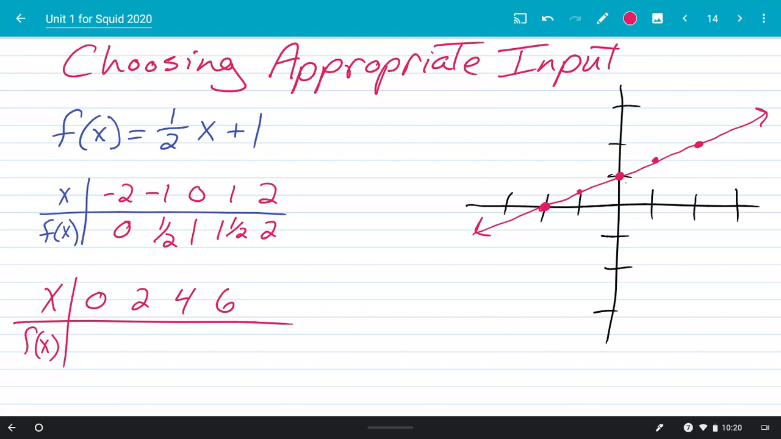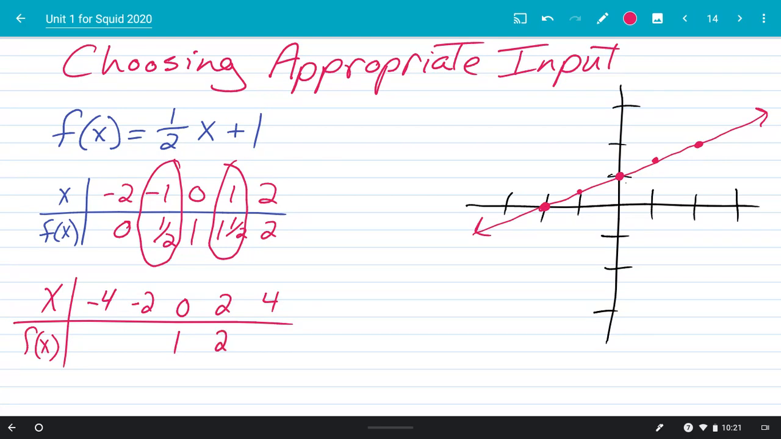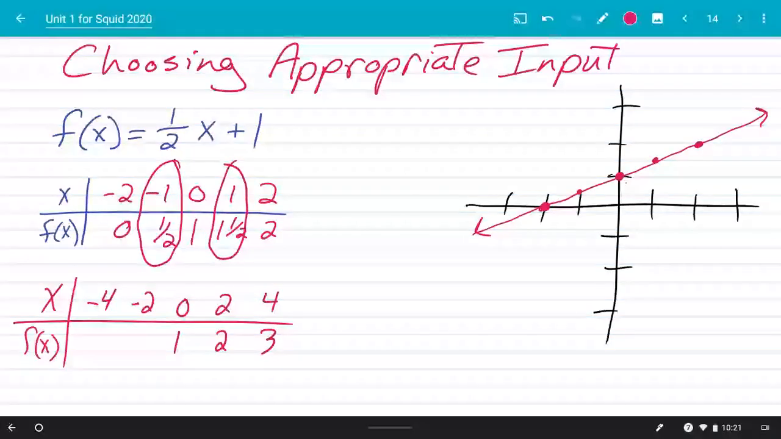Okay, well, this whole thing about choosing appropriate inputs is, even though there's a fraction there, if I choose the right input, I won't have to deal with these. Watch. Let's say instead of using -2, -1, 0, 1, 2, I used 0, 2, 4, -2, -4. Let's say I chose those. I'll tell you why I chose those in a minute. But let's just say I did. We already did the 1. We already did the 2. Okay, let me plug in 4. 1/2 of 4 is 2, plus 1 is 3. I got a nice easy round number, didn't I?